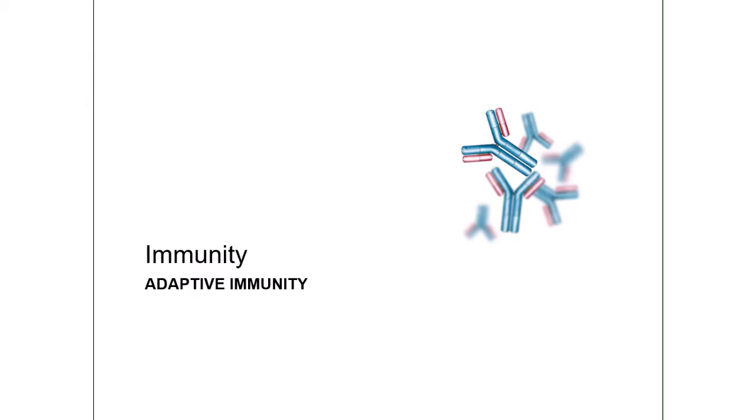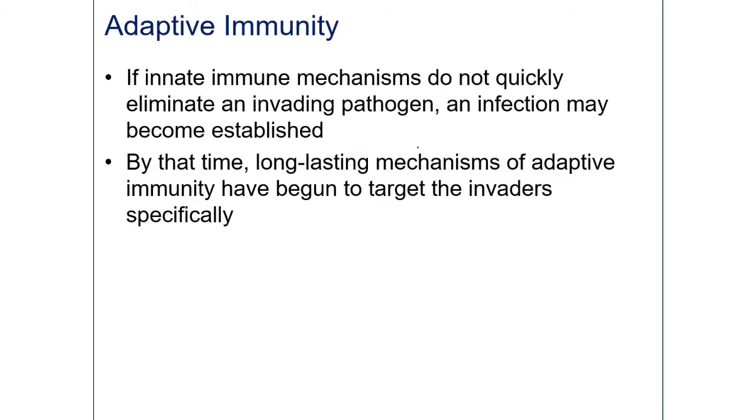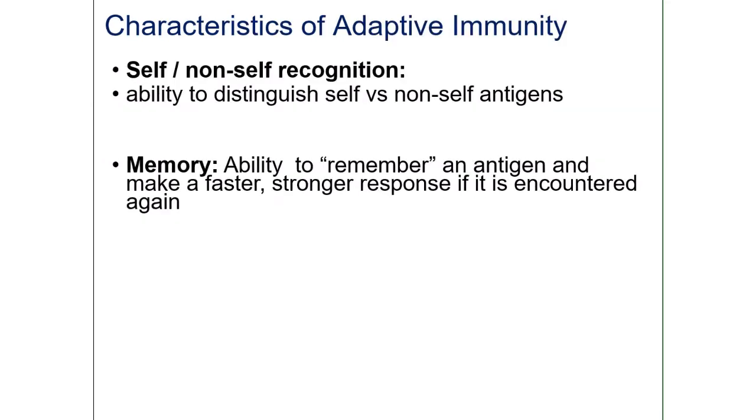Okay, so adaptive immunity is going to create long-lasting mechanisms that are going to be tailored to target a specific invading pathogen. And typically speaking, once you have created the adaptive immunity for that pathogen, you are going to be protected against it for life. And we're going to look at how that is possible.